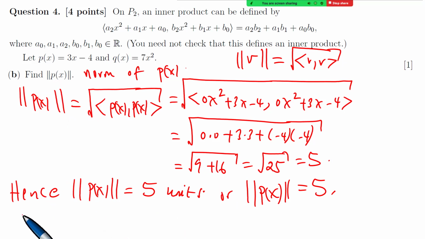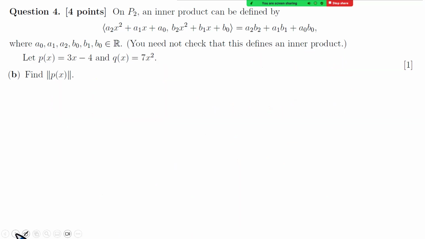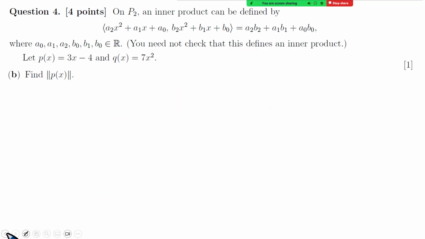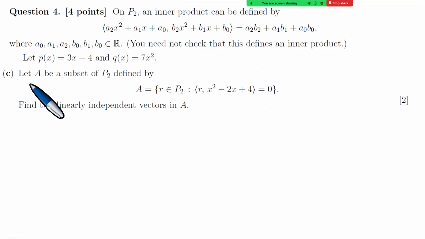Next question. Let's look at the next number. Okay, C. Let A be a subset of P2 defined by this. So A is a subset of P2.